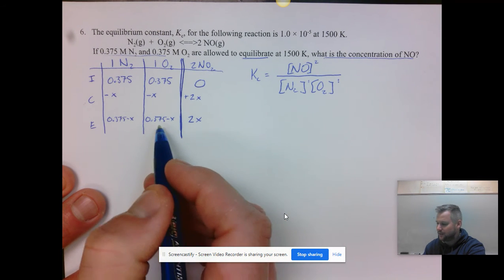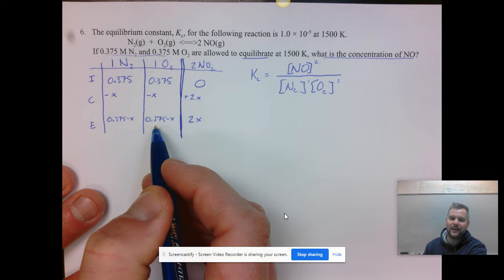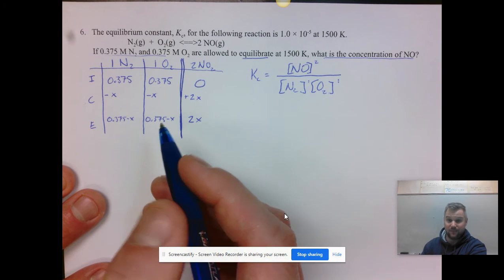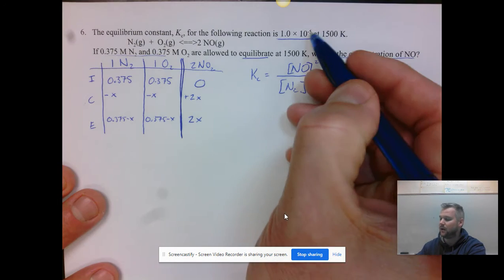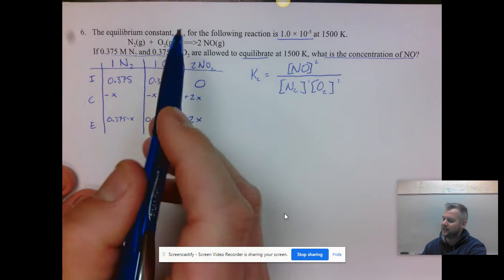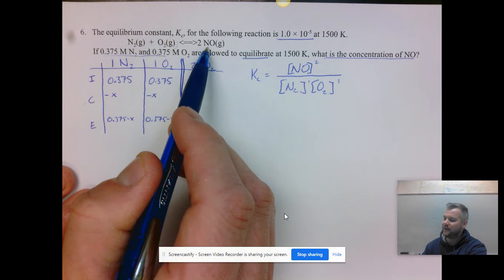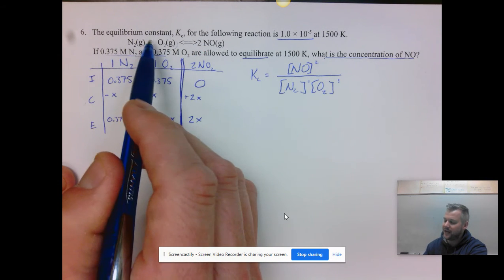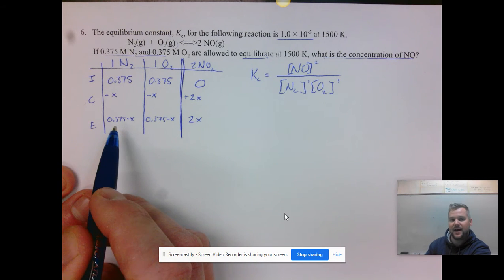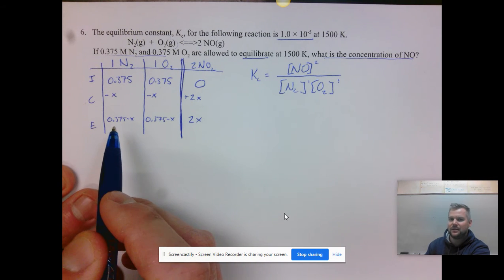Is x important compared to the size of our initial quantity? And one way to evaluate that is by looking at the K value. And because K is so small, that tells us that this reaction stays mostly over here and very, very little product is made. And if our reaction is staying mostly as reactants, that means that the amount of reactant we have when we're done doesn't change that much.